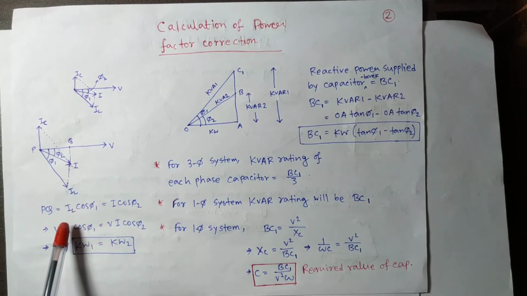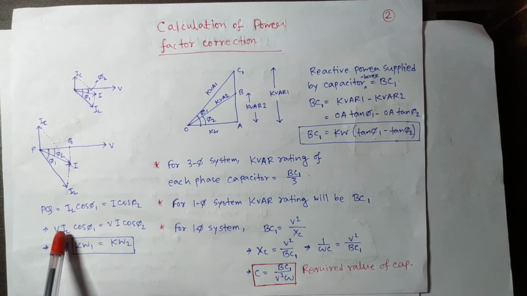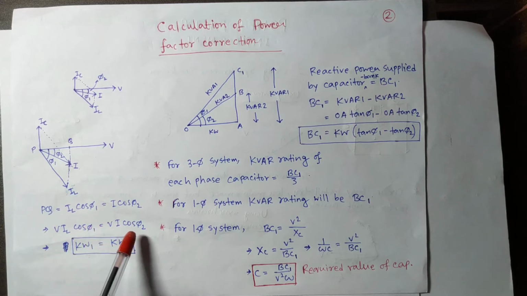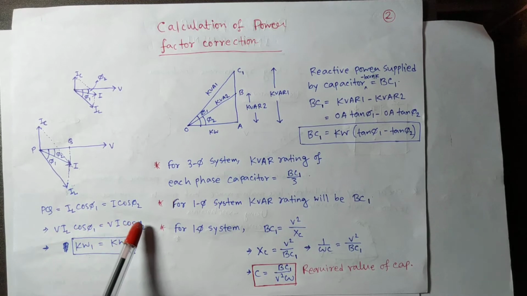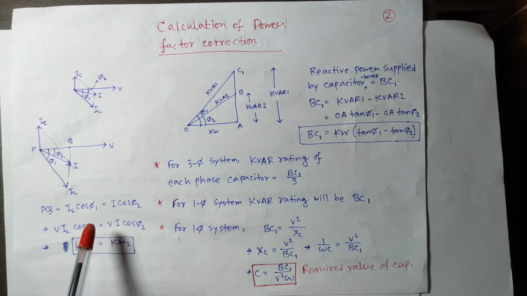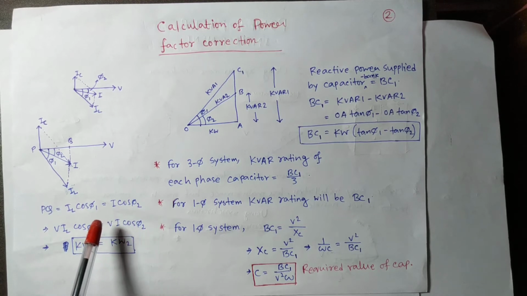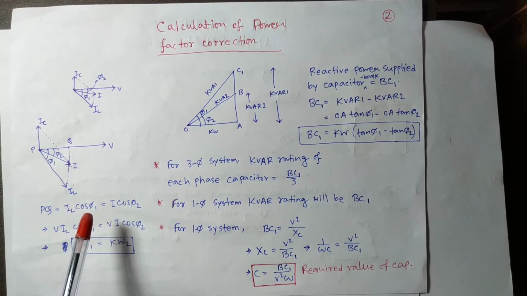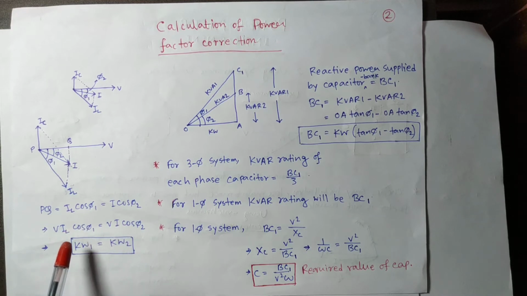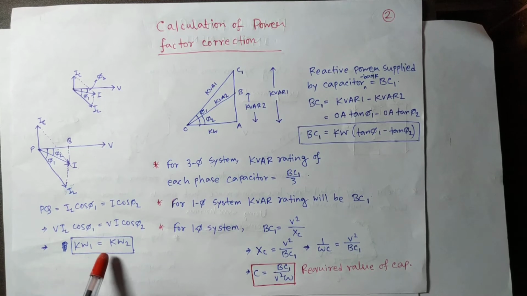Now if you multiply both sides by V, which is the line voltage, then you will get V IL cos phi 1 and V I cos phi 2. This is nothing but your active power in the previous case, and this is the present active power, that means after the power factor correction. So as you can see, power factor correction doesn't affect your active power. So kilowatt 1 is equal to kilowatt 2.